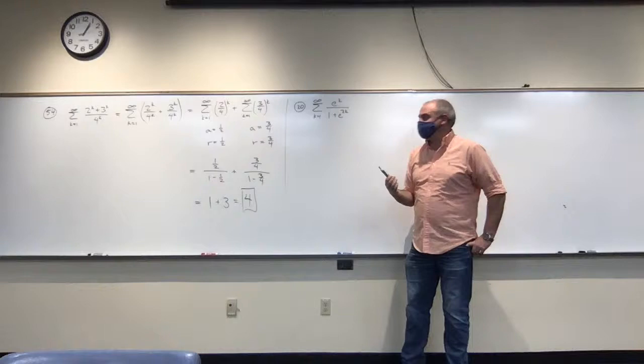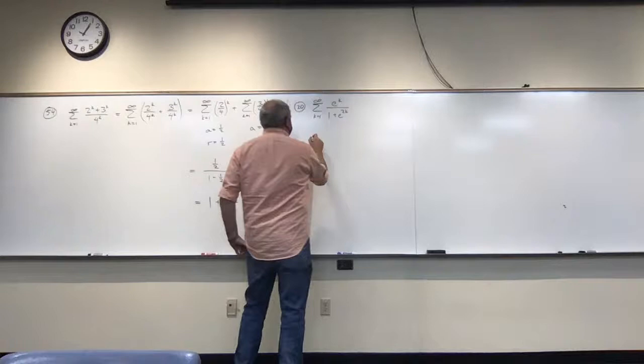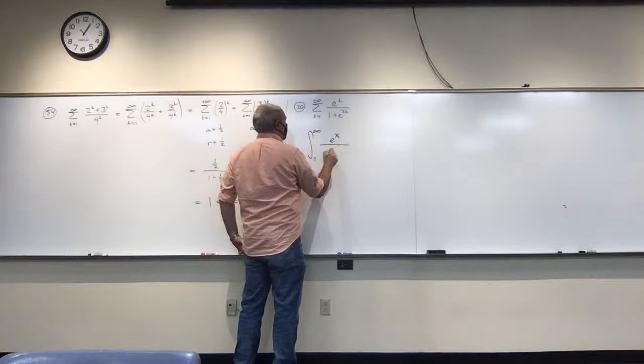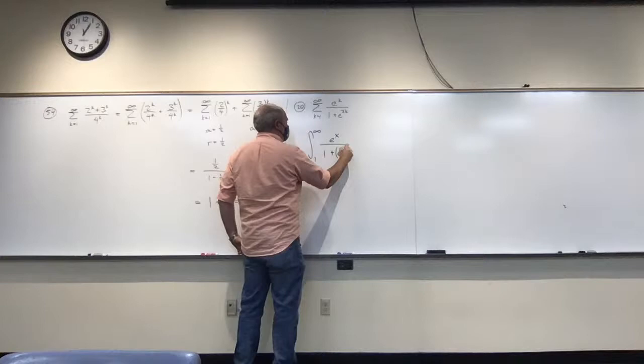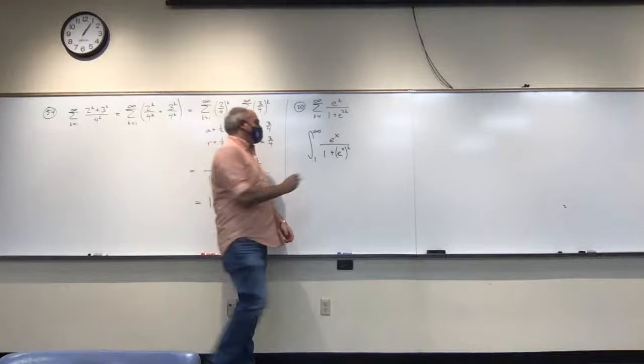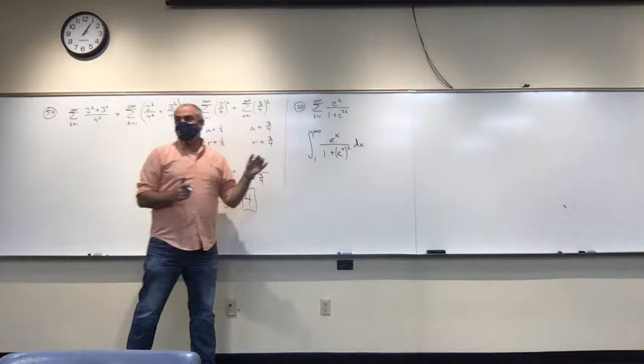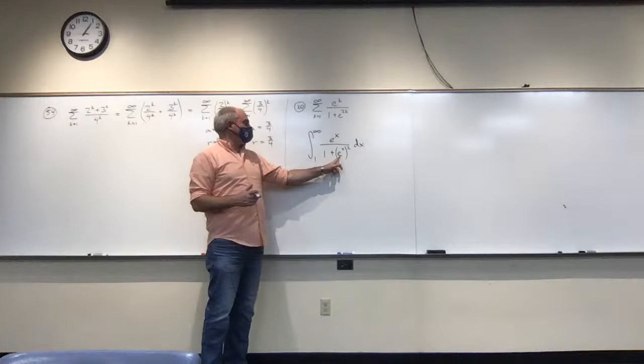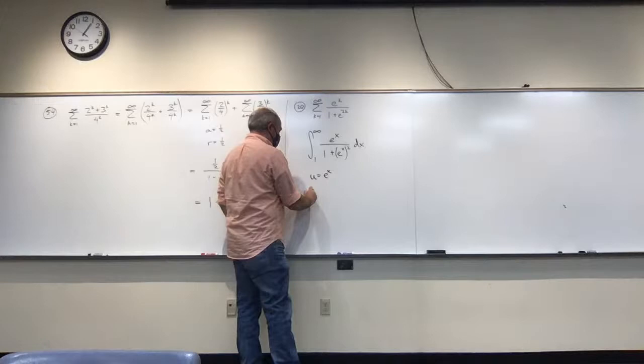So what I want to do is look at the integral from 1 to infinity of e to the x over 1 plus e to the x squared, which is e to the 2x, dx. And the question is, do you think you could do this integral? And I'm saying, I think I could. I think I could use substitution for e to the x. So if u was e to the x, then du would be e to the x dx, which is the top.